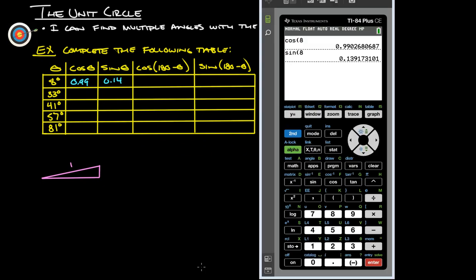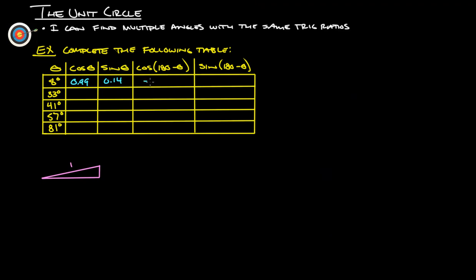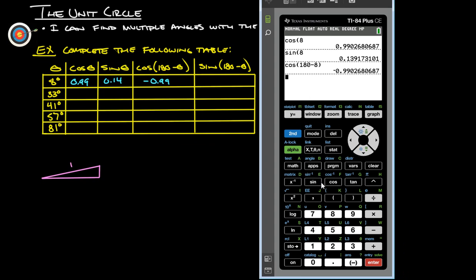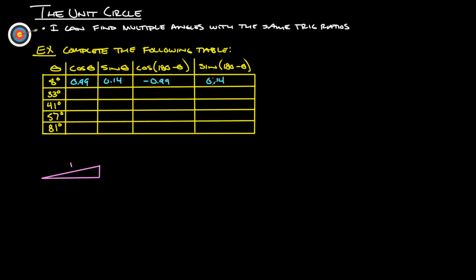0.14. Okay, now we're going to do cosine of 180 minus 8. So we can just do this. Cosine, it's already put parentheses in there. 180 minus 8 gives us negative 0.99. And then we will do the sine of 180 minus 8. And magically that gives us 0.139, so 0.14. Okay, so this is turning out just like we had talked about on the previous page here.